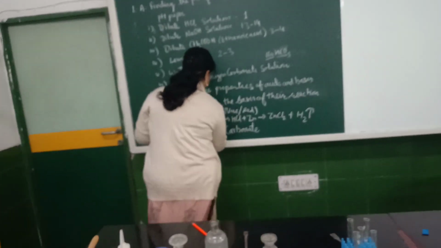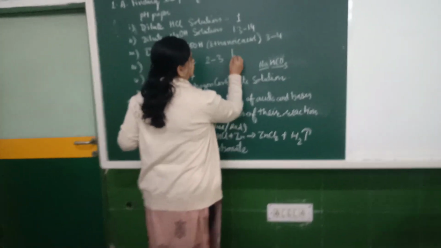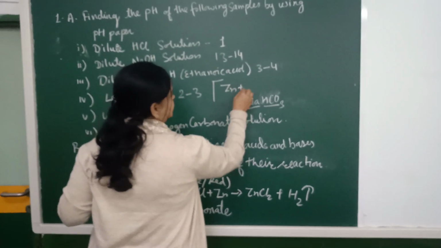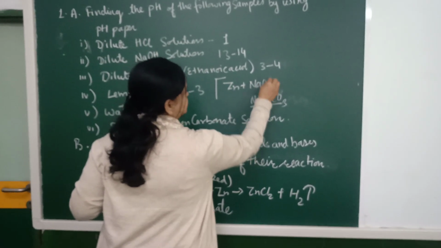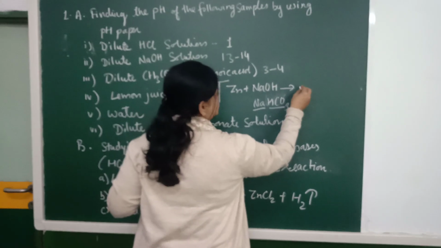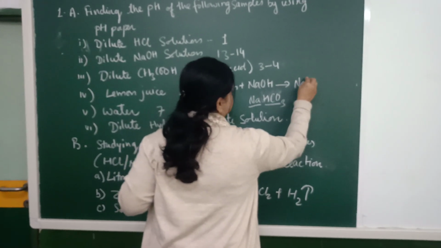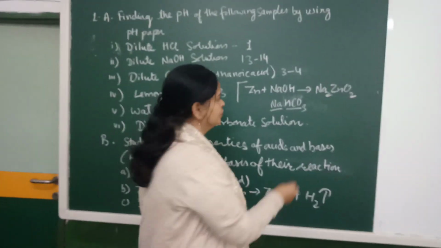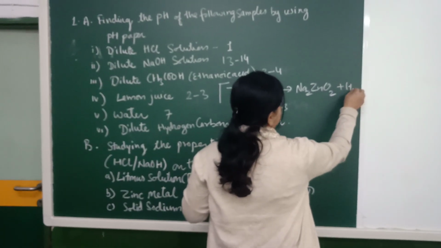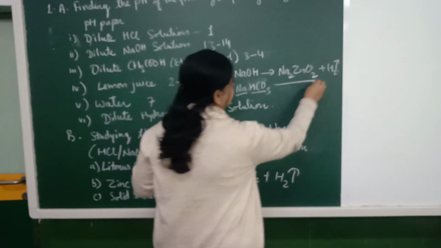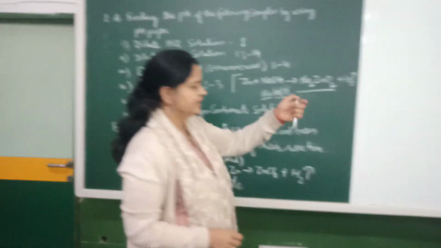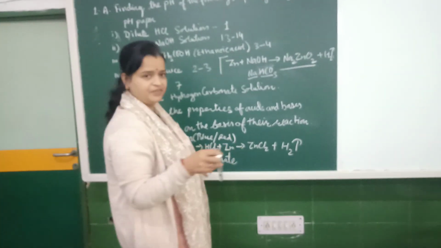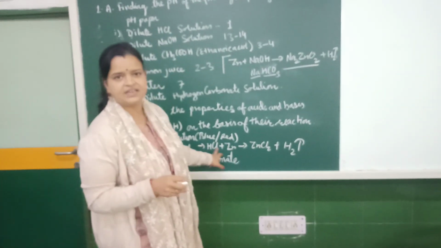Let me just write this equation here. Zinc reacting with NaOH will form sodium zincate, Na2ZnO2, plus hydrogen gas. That is, a complex compound is being formed here, and there is a release of hydrogen gas, but this reaction is not a vigorous reaction like HCl and zinc.